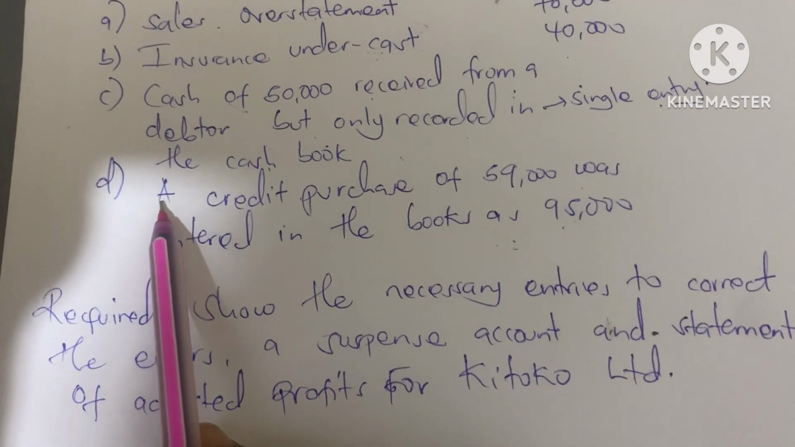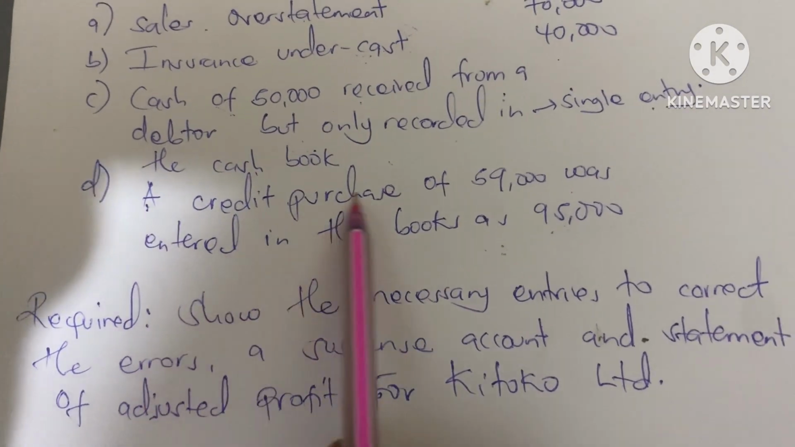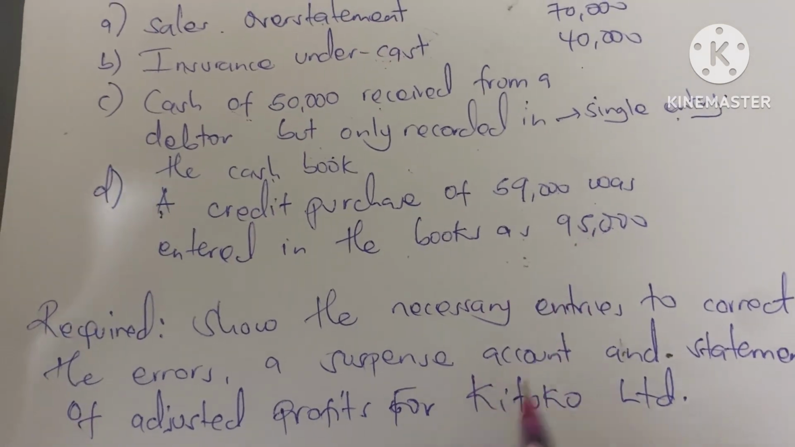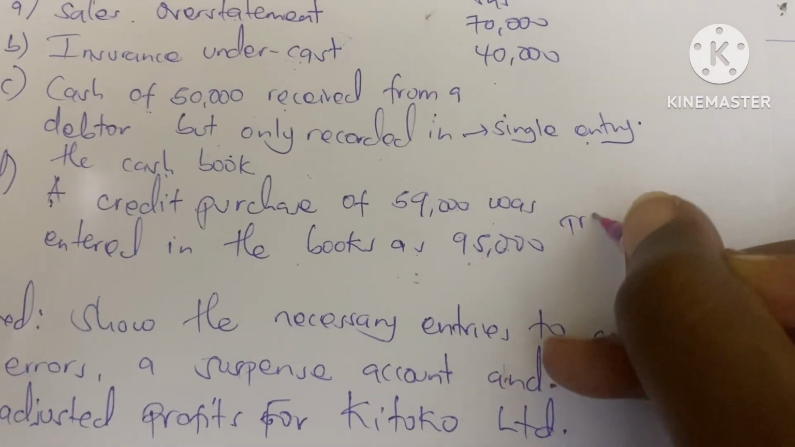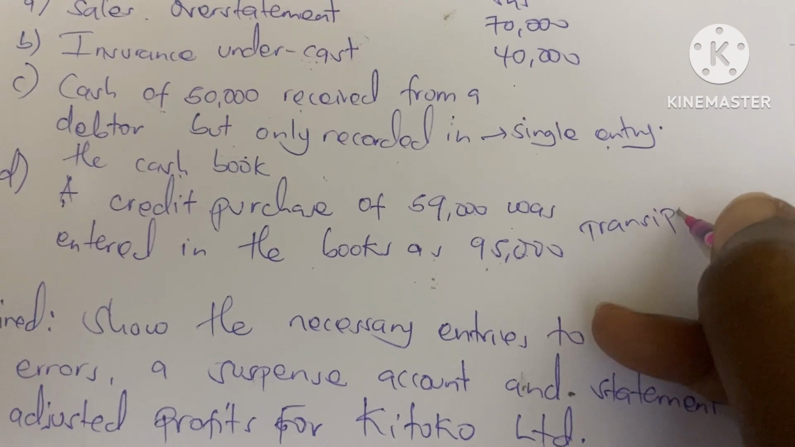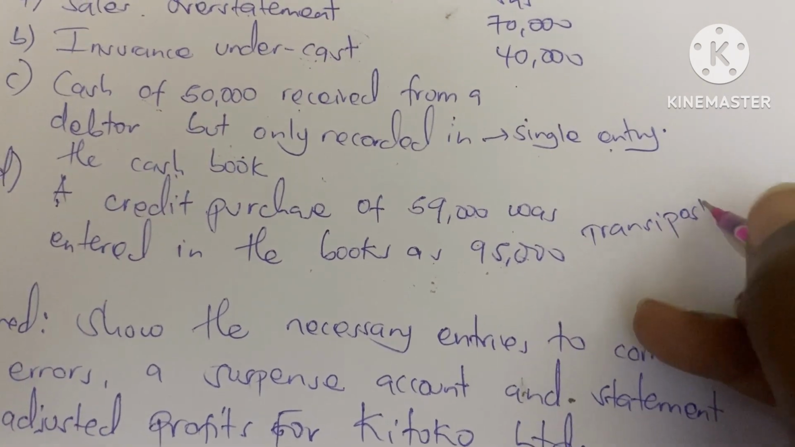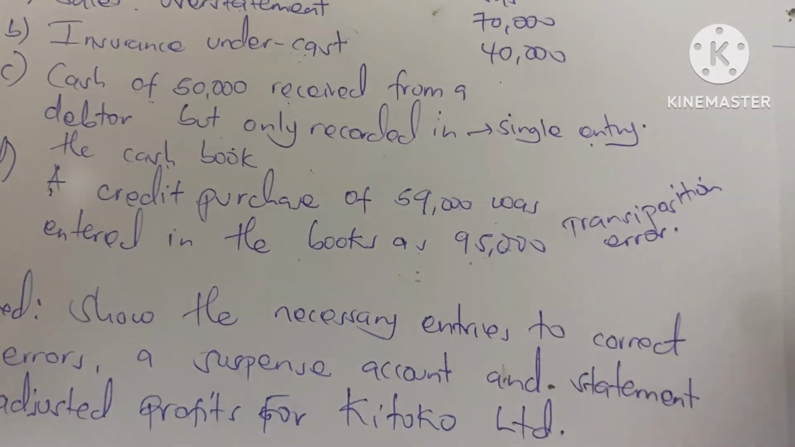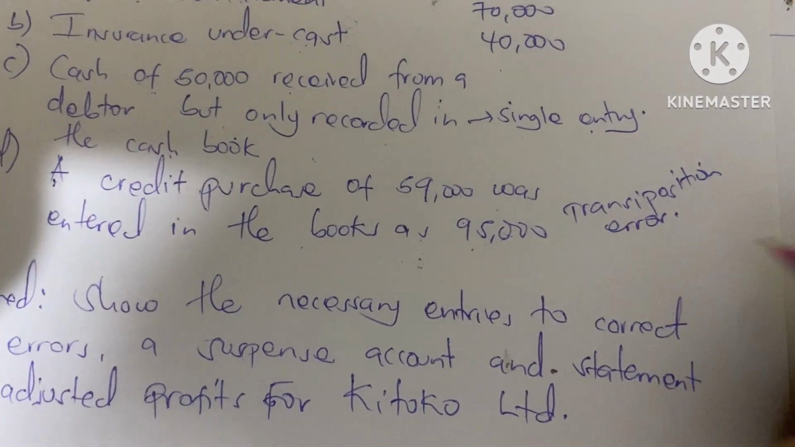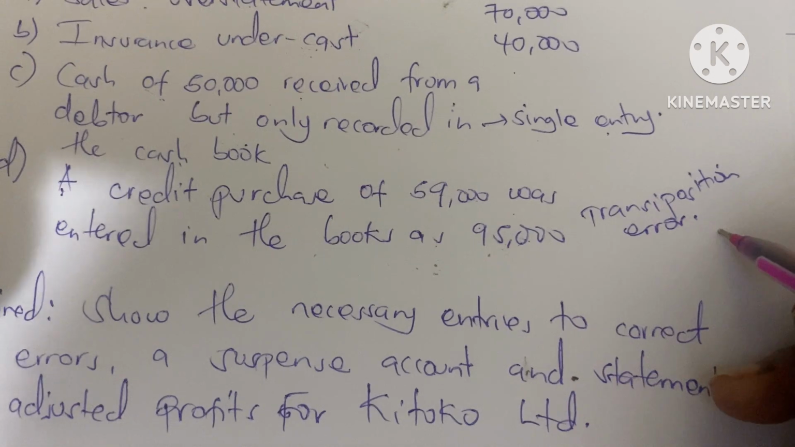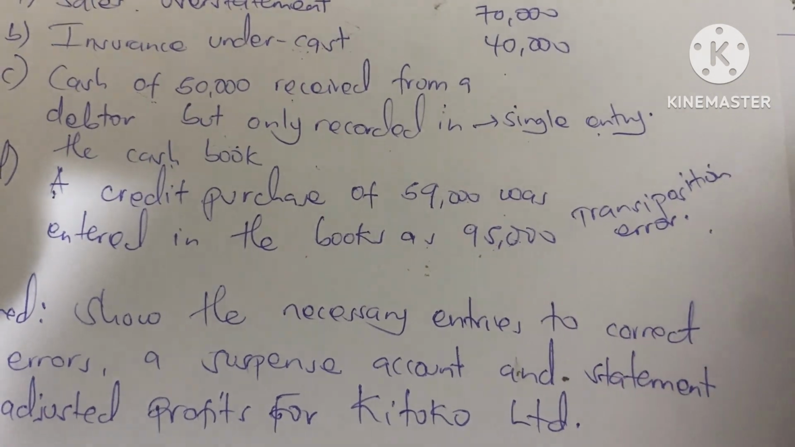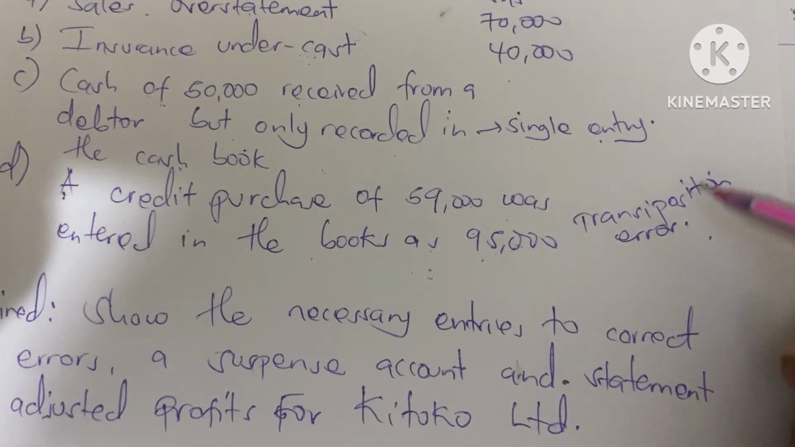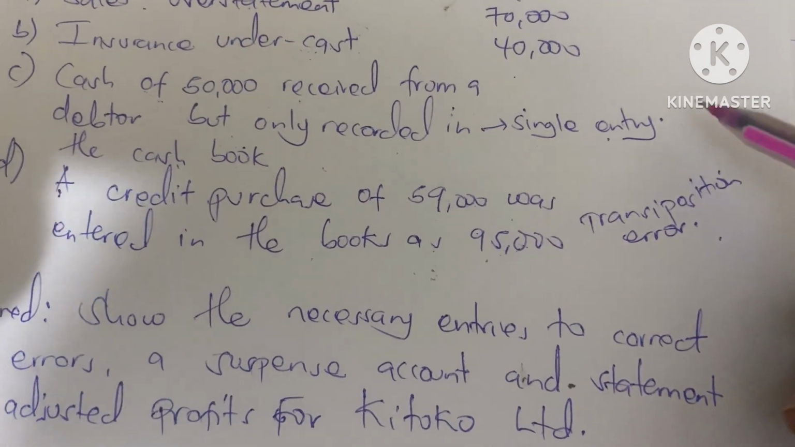Then a credit purchase of 59,000 was entered in the books as 95,000. So this is a transposition error. This error cannot be detected by the trial balance, meaning it's not going to appear in the suspense account. The only thing we are going to do with it is do the double entry for it.